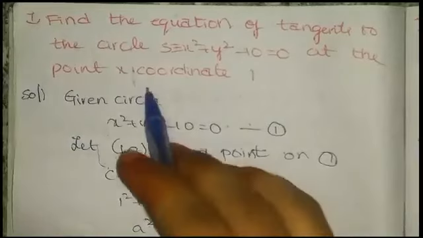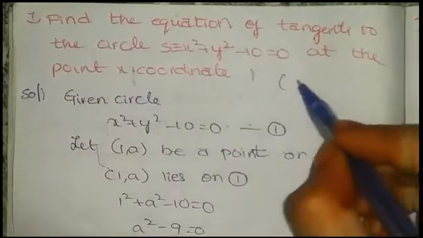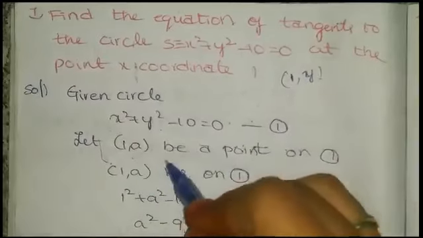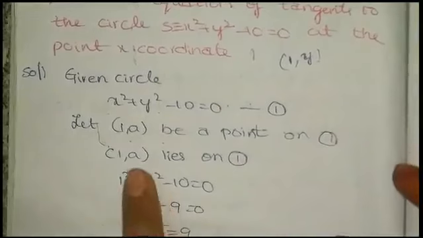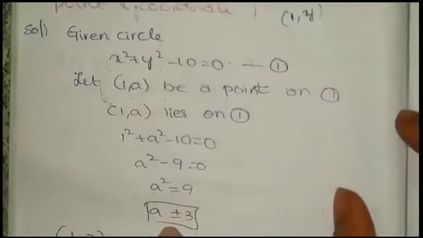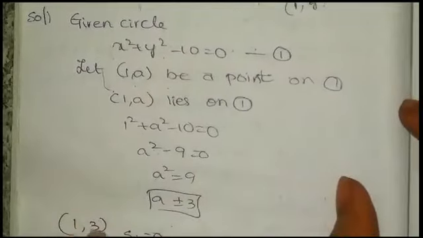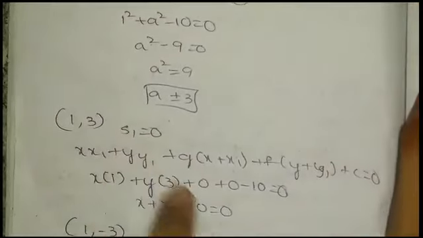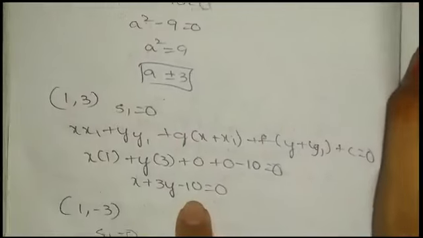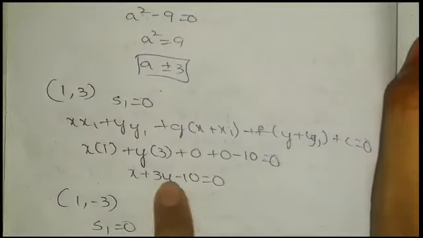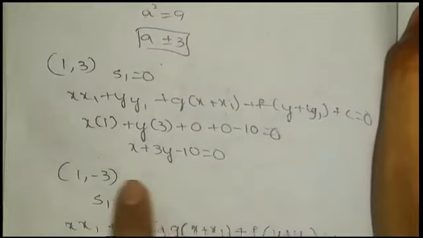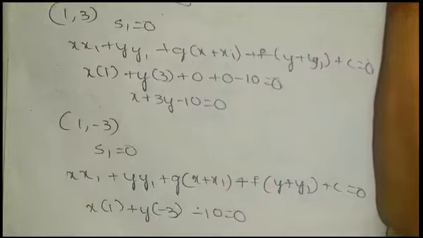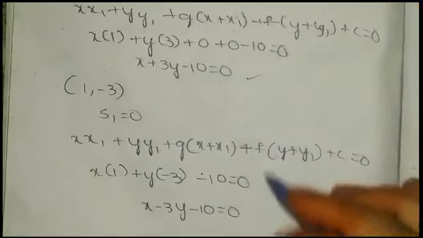This is also the same model, but the x coordinate is 1. So here it is fixed as 1, but we don't know the y. So let it be (1, a). Same problem. So this lies on the circle, and we will get a is equal to plus or minus 3. (1, 3): equation of the tangent, S1 equal to 0. So write the S1 notation and then substitute. Then we will get x plus 3y minus 10 equal to 0. So this is the next one. For (1, minus 3), we will get another tangent. So these are the two tangents.